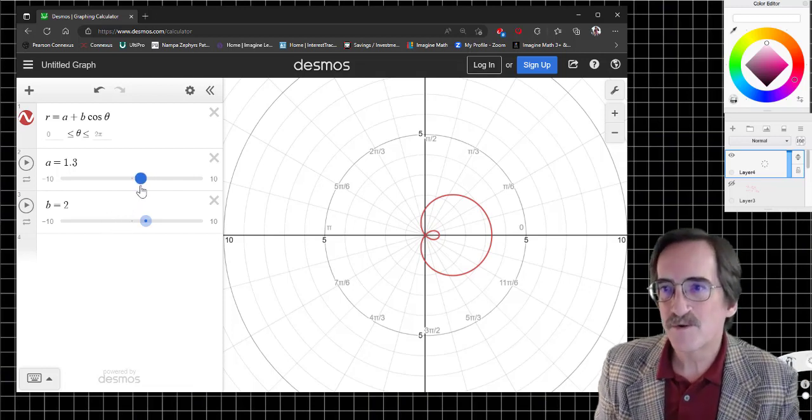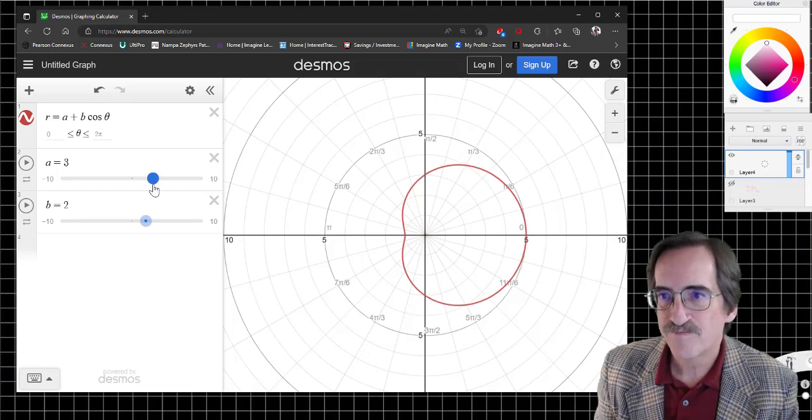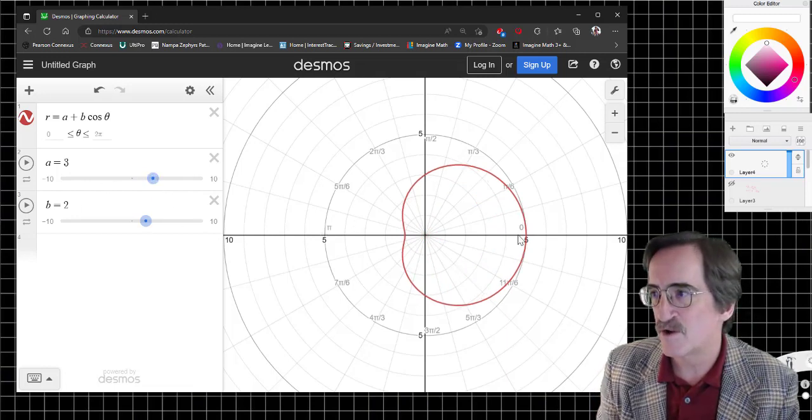Now I want you to notice a couple of things. First of all, let's increase a to 3. Remember what we said about the sum: 3 plus 2 is 5. Notice its radius is 5. Its minor radius, its distance here, is 1, and the difference between 3 and 2 is 1. So the difference gives you the minor radius, and the sum gives you the major radius.